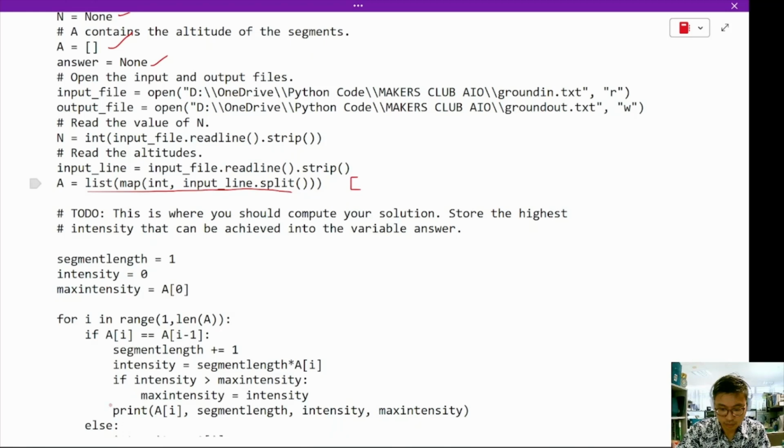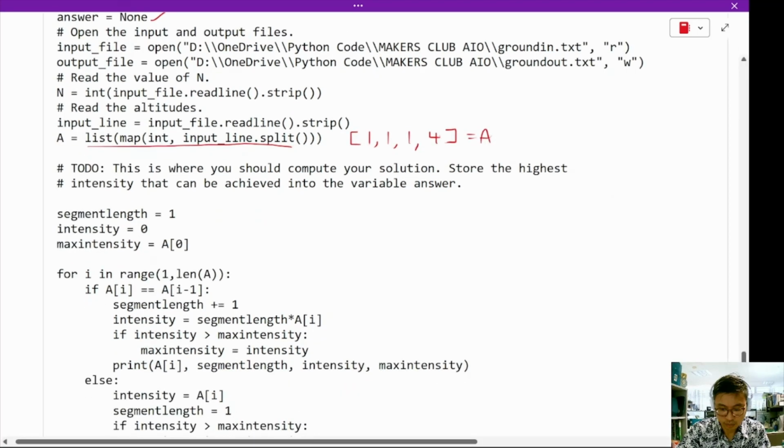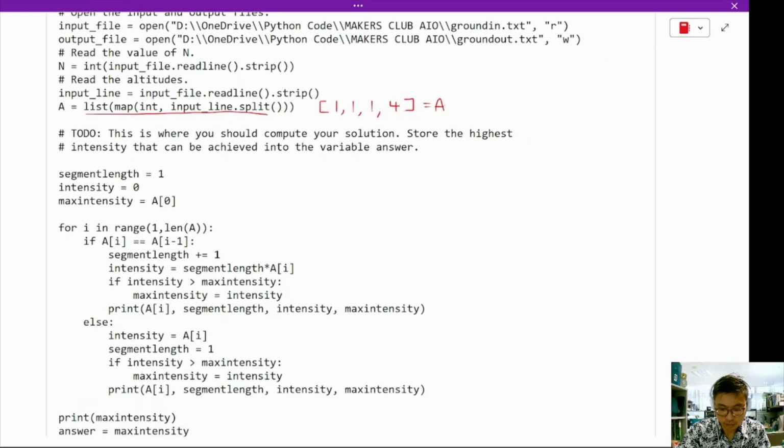For example, for scenario 4, A will be a list 1, 1, 1, 4. So this will be A. So you can expect that there will be a list of integers inside this altitude file A.